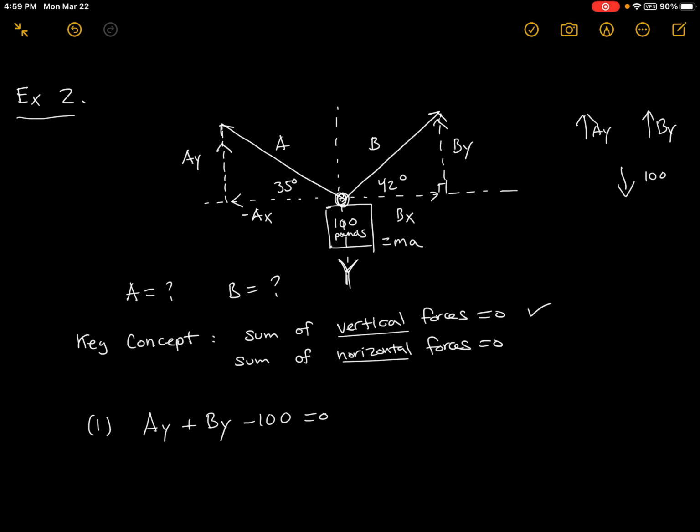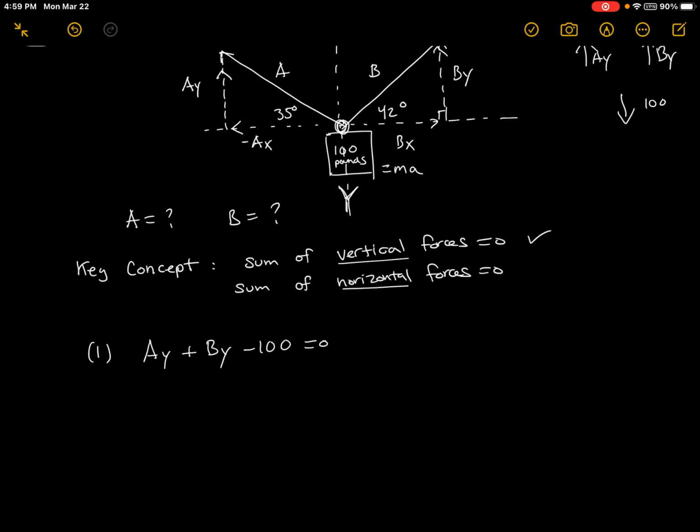All right, so equation number 2, the sum of the horizontal forces also has to equal 0. So notice I have A of X going this direction on the left, right? And this is the origin. So by convention, if I'm going to the left, that has to be negative. So negative A of X, and then this B of X right here is going to the right. So plus B of X is equal to 0. So that will satisfy equation number 2.